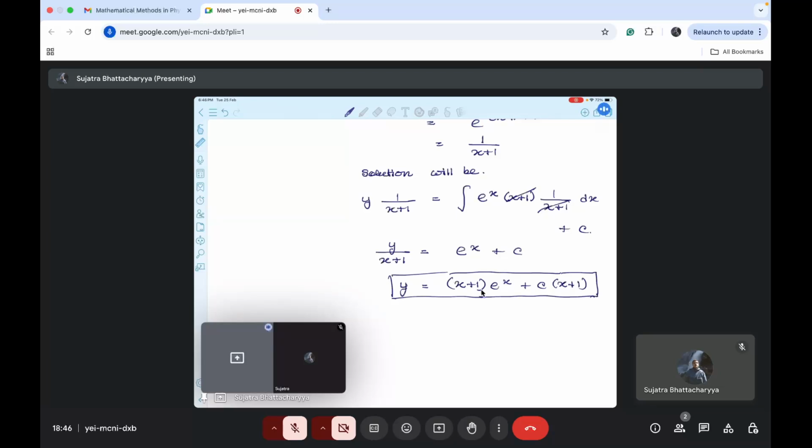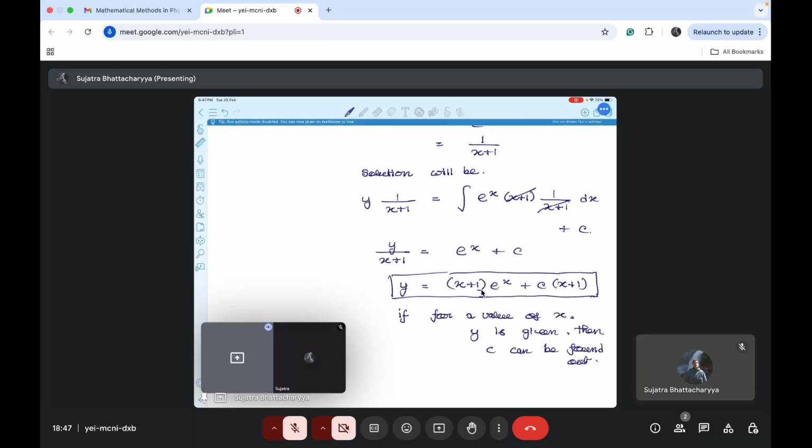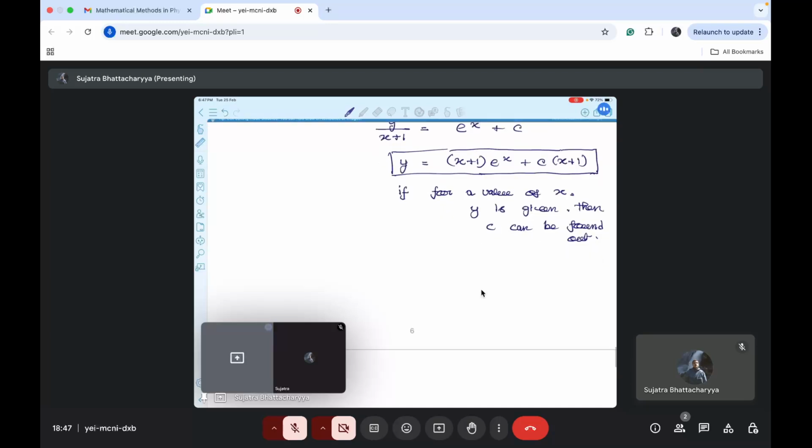Alright, now how to find out the c? If this is your question, then you need some initial conditions. Like for x equal to some value a, what will be the value of y? If for a value of a, y is given, then c can be found. Alright, so this is how the differential equation can be solved.